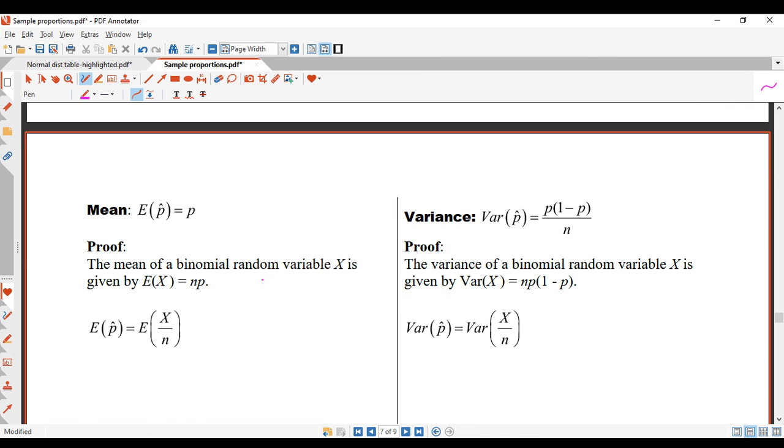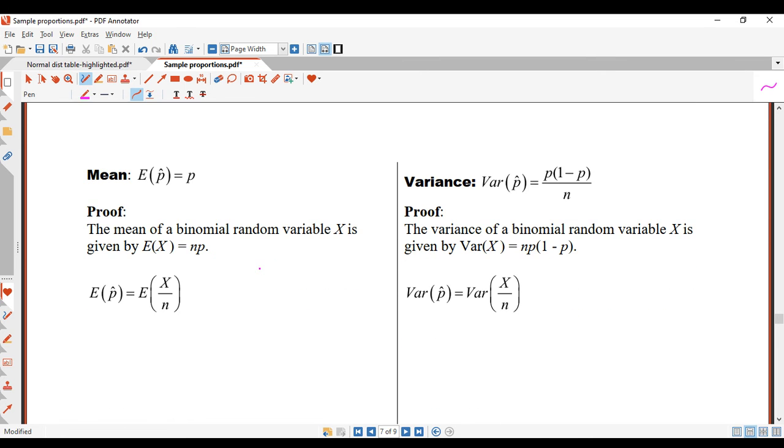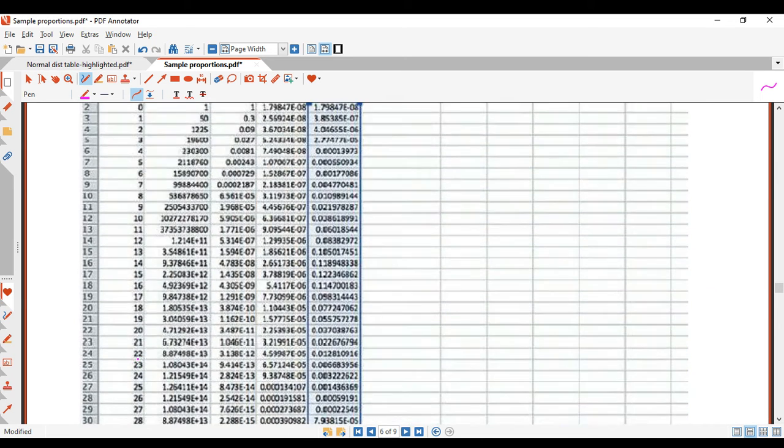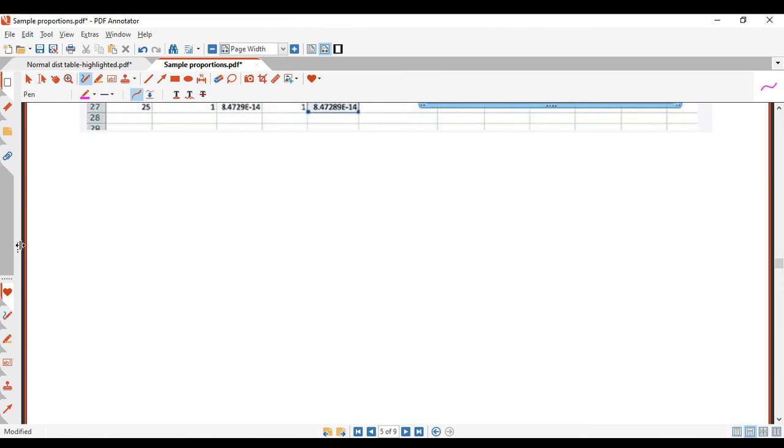Now, a couple of results we need to prove, and we're going to be using them in the subsequent questions. The first one is E of p hat. Remember what these symbols stand for. The p with a hat is the sample proportion, and p is the population proportion. Just going back to the very beginning, to remind you where those things came from.